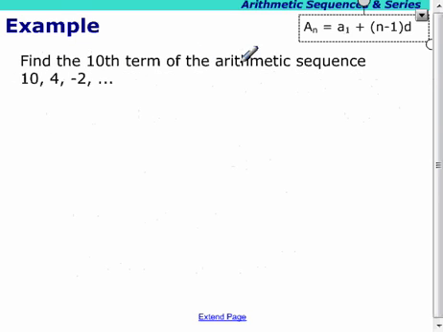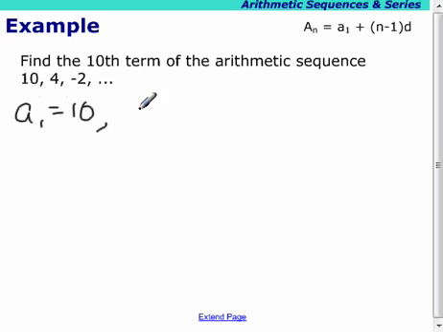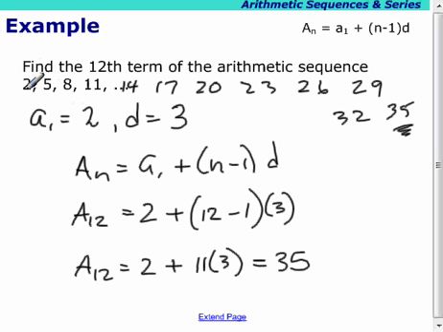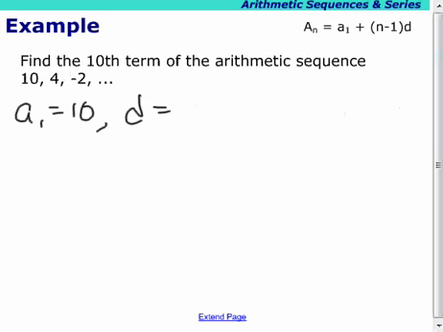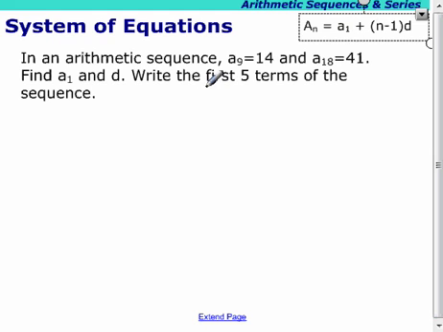Here's another one. Find the 10th term of the arithmetic sequence 10, 4, minus 2, etc. This one's a little bit different because notice they're going down. This time, sure, my first term is 10, but what would my difference be? It can't be the same as the one we just did. That one was going up by 3, so my difference was 3. So what would the difference here be? Sure, minus 6. So I would use this same formula, plug numbers in, and be able to solve for the 10th term. You can do that. Let's move on and try another question.